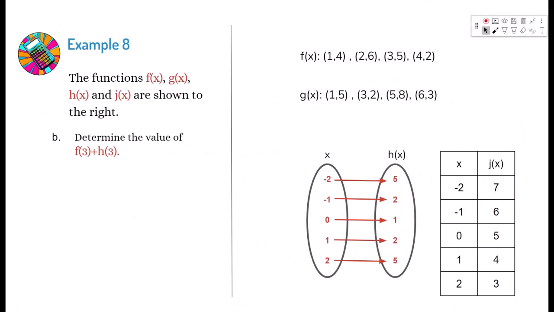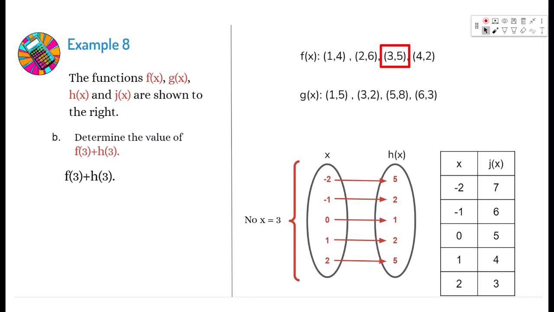Here we're asked to determine the value of f of 3 and h of 3. Same idea. F of 3 is that ordered pair up there. So we get 3 going in, 5 coming out. And then the h of 3, well, look what happened here. A common mistake for students is that they try to extend these mapping notations or tables.